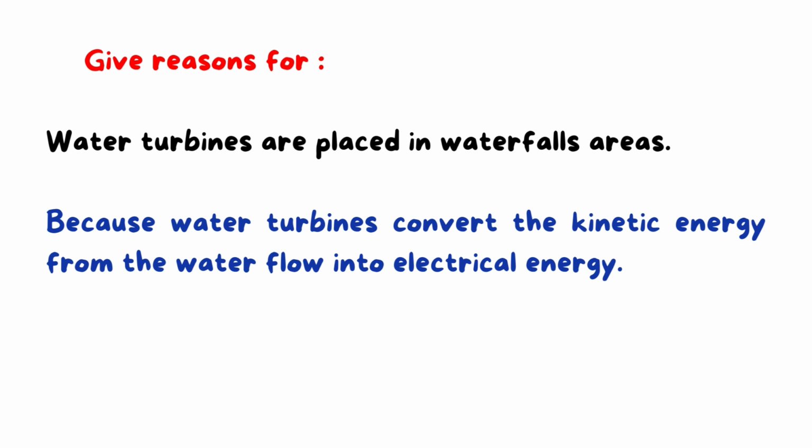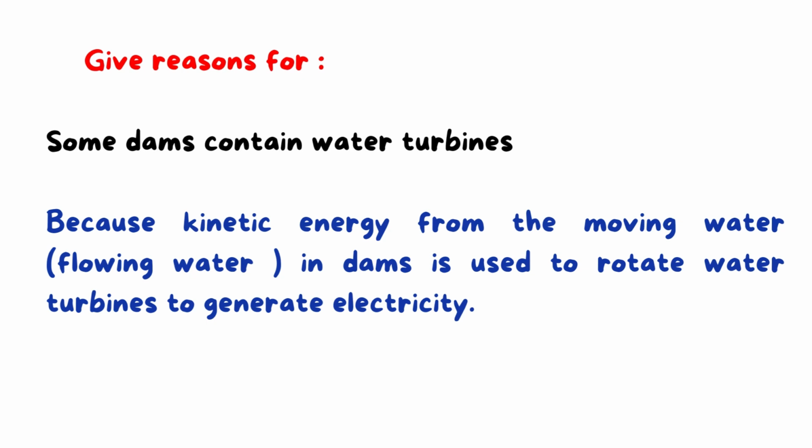Here we have the last question in the give reasons for. Some dams contain water turbines. Why do some dams contain water turbines? Because kinetic energy from the moving, flowing water in dams is used to rotate the water turbines to generate electricity. So here water turbines need water flow or movement.